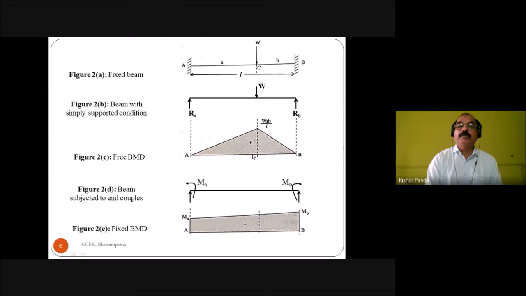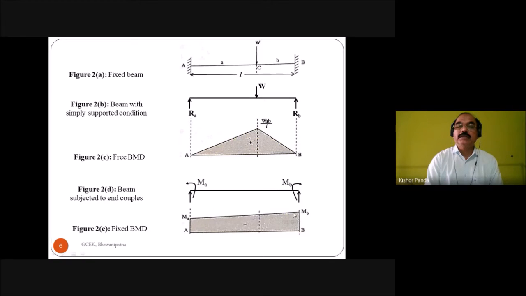From this side, L plus B by 3, and from this side, L plus A by 3. So you have to take the area, half into L into WAB by L, and the centroidal distance is equal to L plus A by 3. Similarly, here you have to take A2 x2 bar.